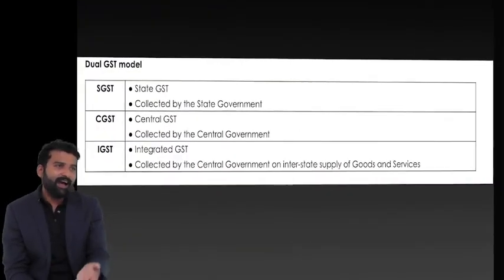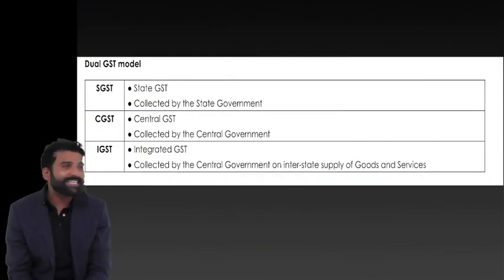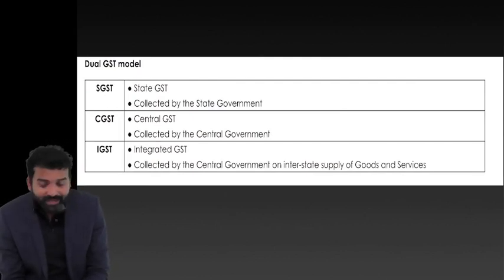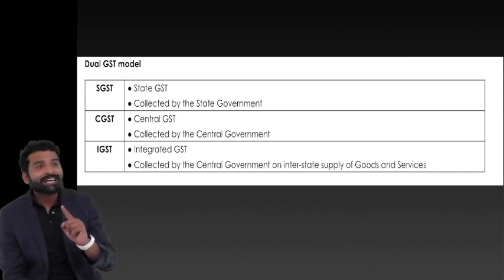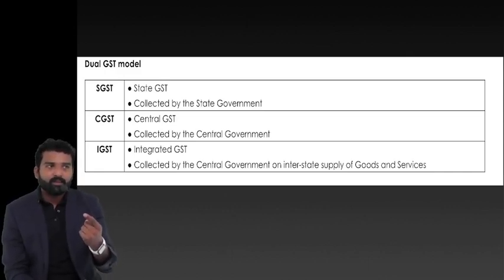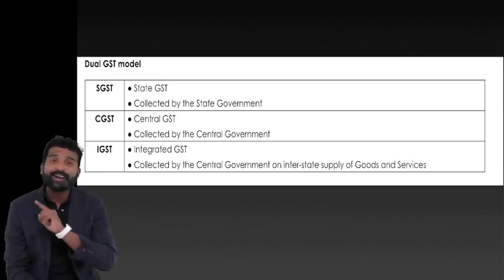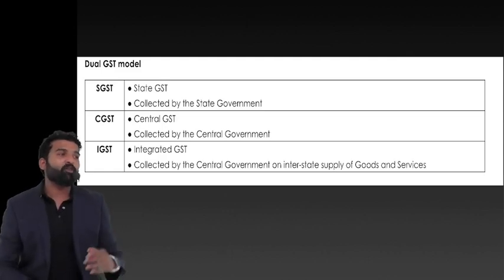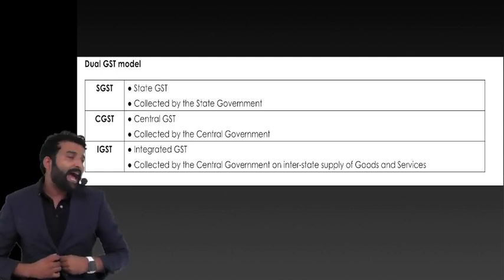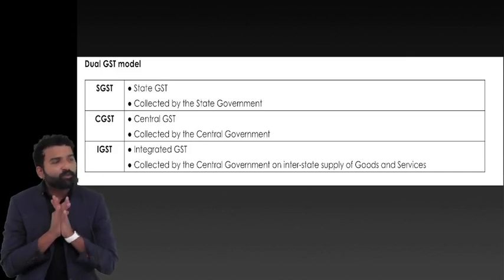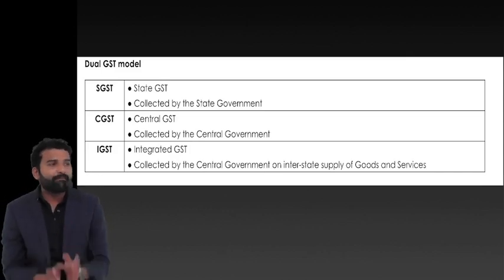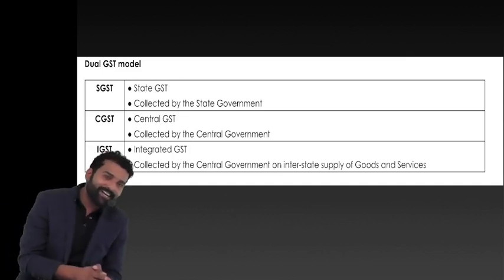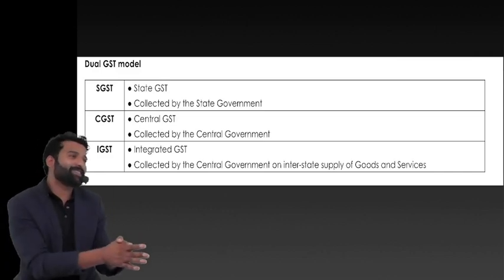Next important thing, as I have already told you, is that SGST is collected by the state government and CGST is collected by the central government. And the interesting thing is that IGST is collected by the central government, but 100% of the IGST revenue does not go into the pocket of the central government only. Tell me what will happen with IGST? At last, it will be shared between the central government and the consumer state.